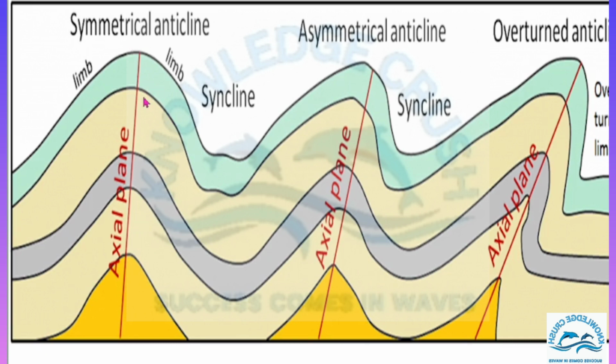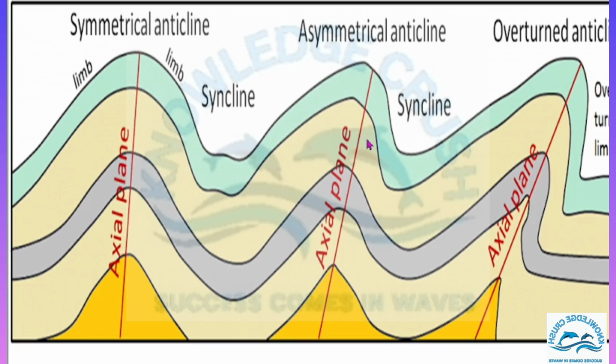Then if we talk about the asymmetrical fold, see what we exactly see here: the upper part, which is the anticline, is bending a little, and due to this we call it the asymmetrical fold. And here the axial plane is inclined. What we see here, the axial plane is inclined, and this is called the asymmetrical fold.